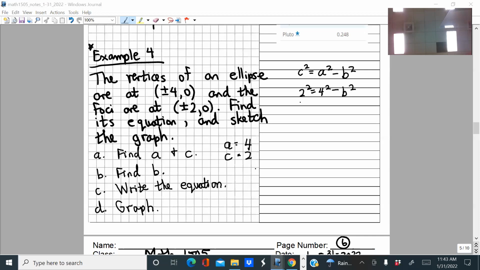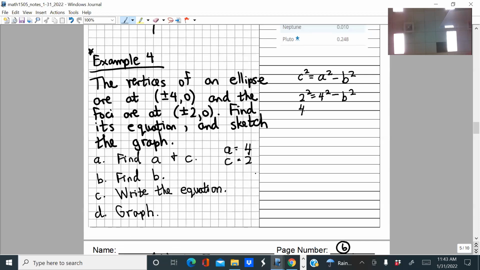You want to simplify the squares? Sure, why not? So you can write this as 4 and this is 16. So you get 4 is equal to 16 minus B squared. All right. Now what?